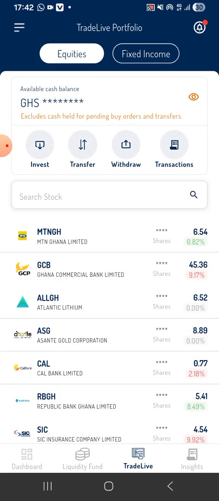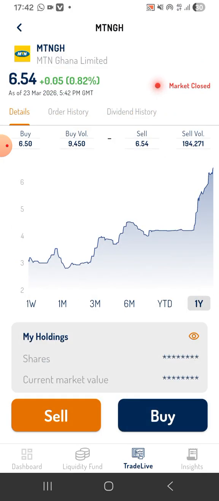Another thing is that when you make profits, let's say you bought a stock, you are looking for capital gains, you made your capital gains, you can withdraw it. Actually, you can sell it. So you bought at 6 cedis 54 pesewas, and then let's say in the next few years you saw it at 12 cedis. So you decided to sell it.